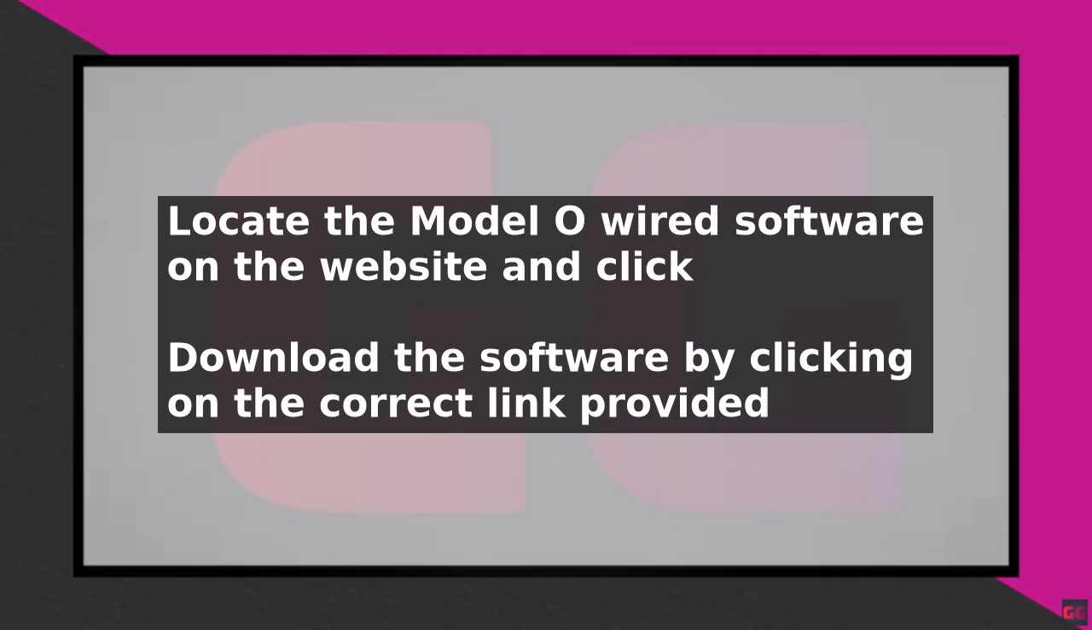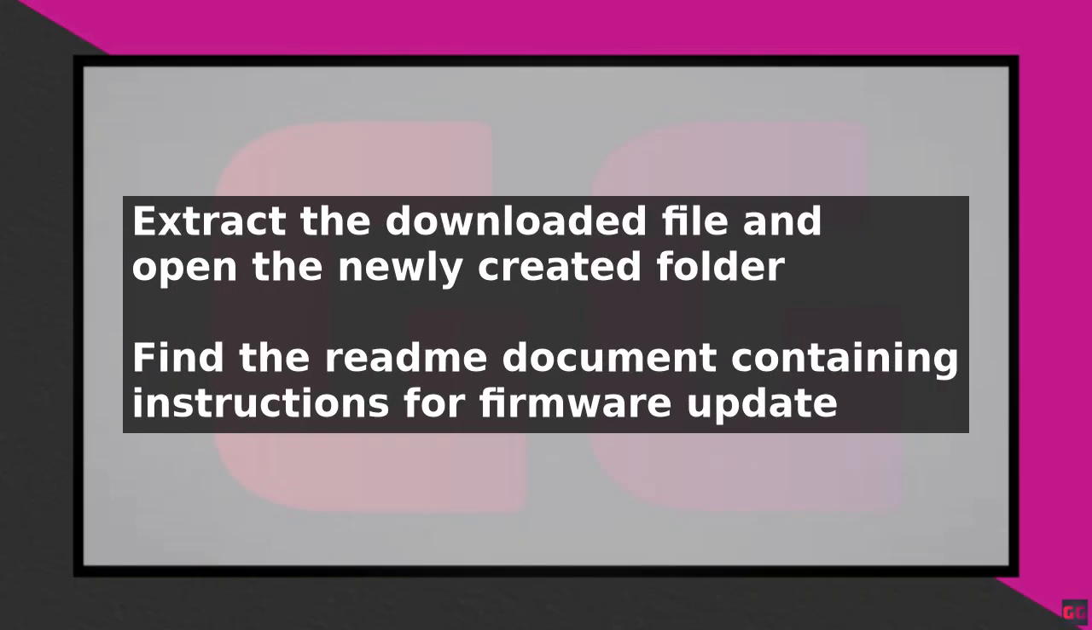Instead, scroll down until you see Model O and Model D wired. Then click on Model O wired software to initiate the download. Once the download is complete, locate the file in your Downloads folder. Right-click on it, and select Extract All.